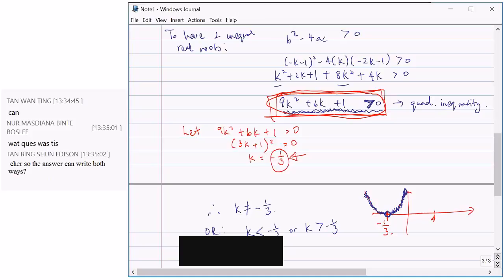Diana, that was 14E. But don't worry, Diana, I already recorded this, so later I'll send you the link. Edison, yes, you can write in both ways, depending on which way is clearer to you to understand.